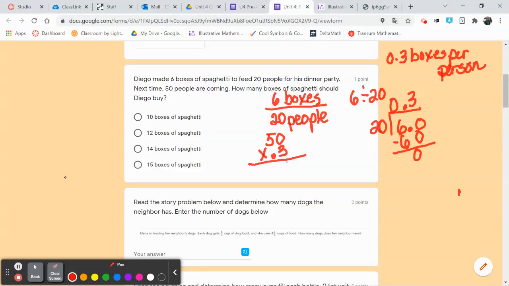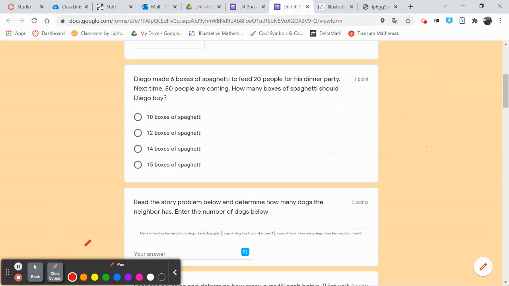3 times 0 is 0. 3 times 5 is 15. We have 1 decimal place in the problem, so we need 1 decimal place in the answer. And our answer is 15 boxes of spaghetti. And there is the first question. All right, let's move on to question 2. Remember, if you need to write stuff down, you need to pause the video because I'm going to clear the screen after each question.